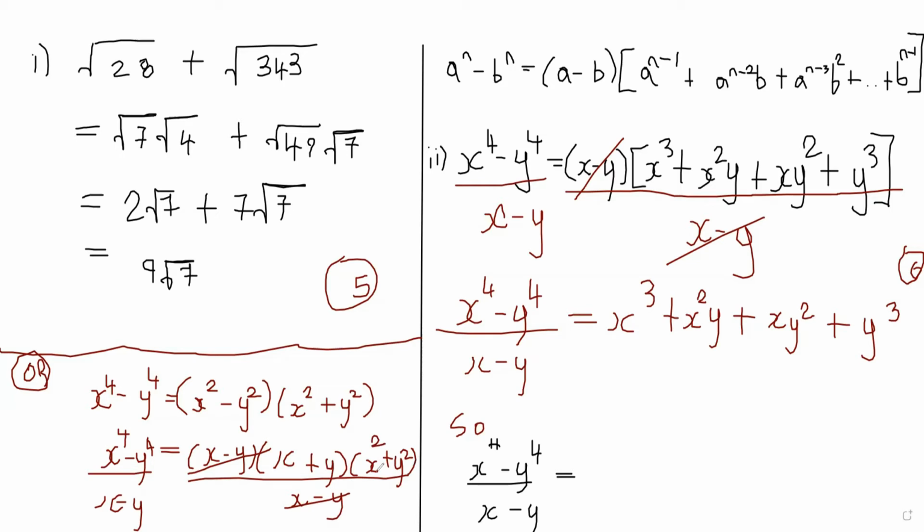All right, and if you want to expand it out, guys, x times x squared is x cubed. Continuing, x times y squared is xy squared, and then y times x squared is x squared y, and then y times y squared is plus y cubed. All right, nice. That's what you get for x to the 4 minus y to the 4 over x minus y. Either way, you get the 6 marks. This or this. Which way was easier?